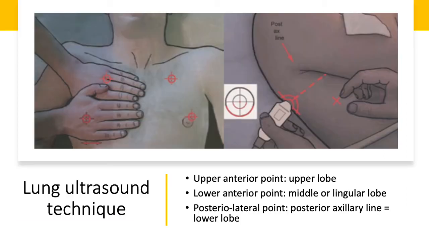Lung ultrasound technique. You can scan for the lung in multiple locations on the chest wall. To evaluate for pathology in the upper lobe, you will look at the upper anterior point. For the middle or lingular lobe, you would put your probe at the lower anterior point. And for the lower lobe, you would place the probe at the mid or posterior axillary line, as shown in the diagram on the right.